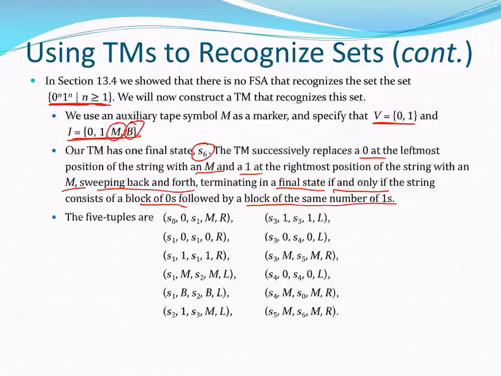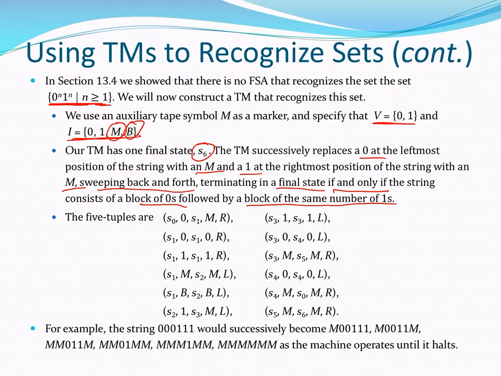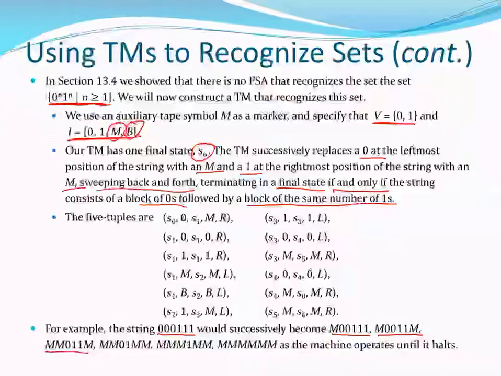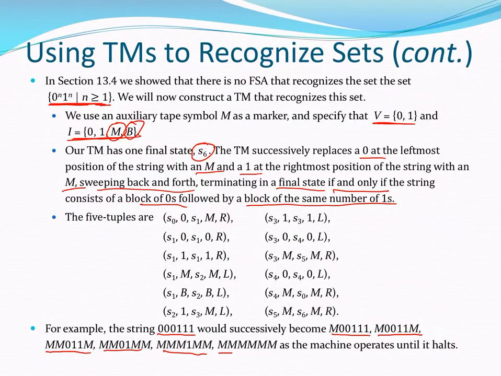Here is the Turing machine that accomplishes this recognition task. And if we started with the string 3 zeros and 3 ones, it would successfully become this sequence of strings here, with each external 0 and 1 replaced by an M until we replace them all with M's and the machine halts in the final state. And I will leave it to the student to actually run through all of the steps that the Turing machine goes through to replace these zeros and ones with M's and halt in that final state.